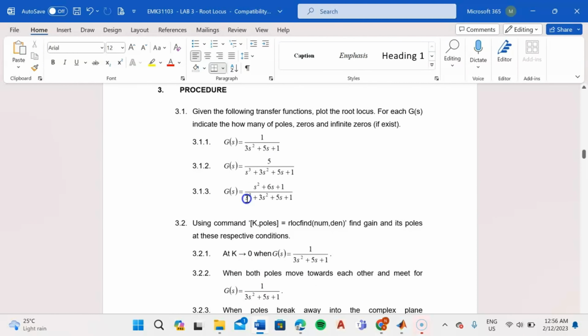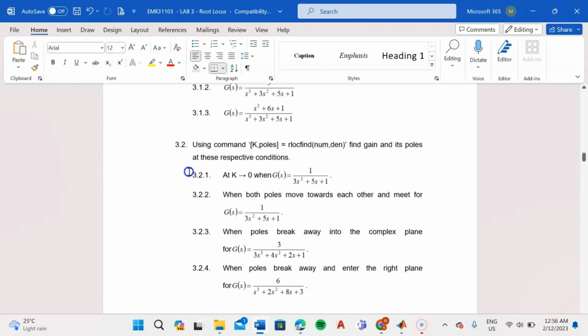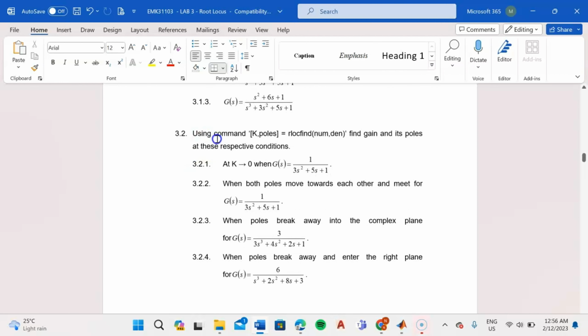Based on the questions given in 3.1, basically all 3 questions is using the same method. Okay, so for questions 3.2, it states here we need to find gains and poles.